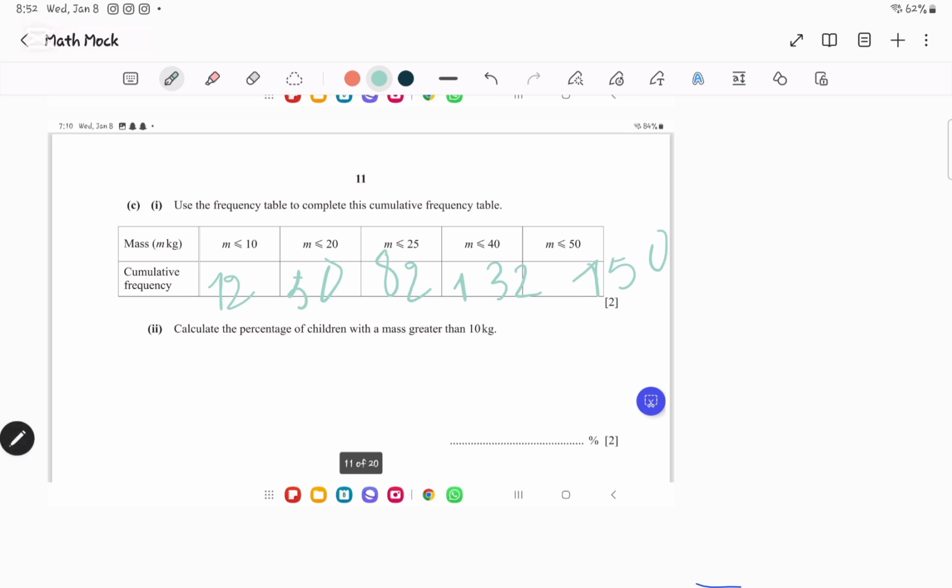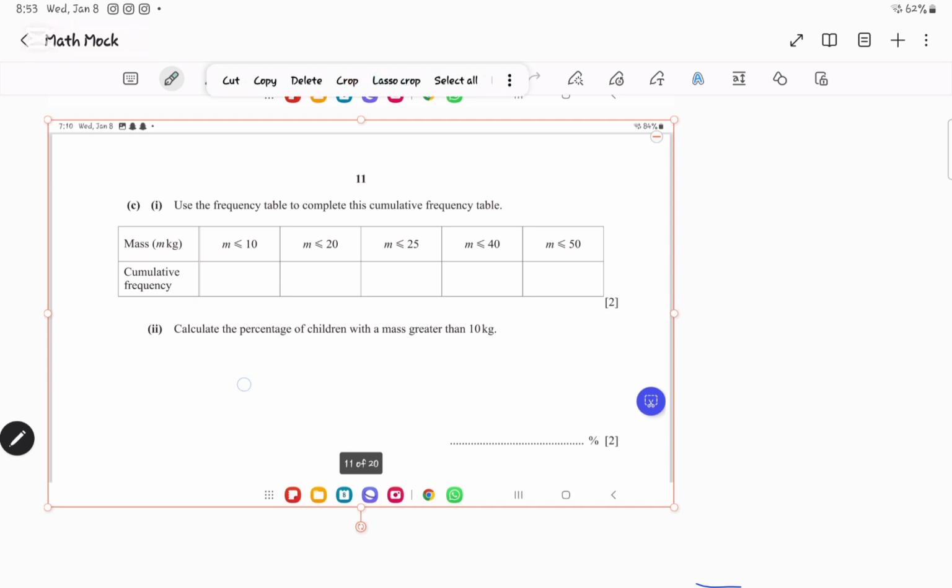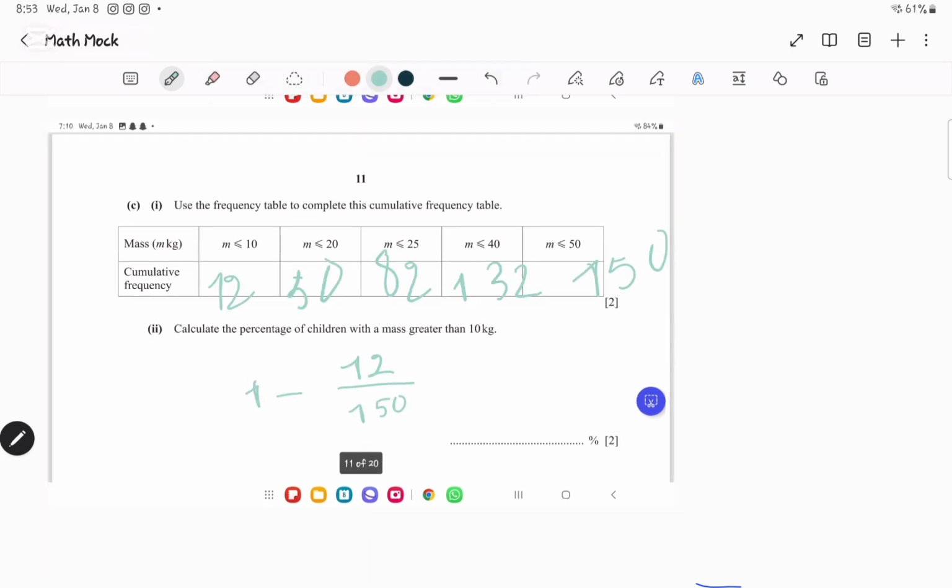Now calculate the percentage of children with a mass greater than 10 kg. Personally, how I would calculate it is we find the percentage of children with less than 10 kg, which is only 12 out of 150. Then we do 1 minus 12 over 150 on the calculator. That is 138 divided by 150. Then multiplied by 100, this becomes 92%. So personally, I would solve it like this.